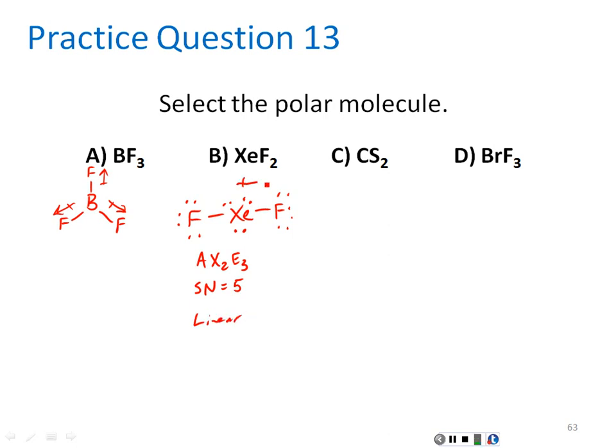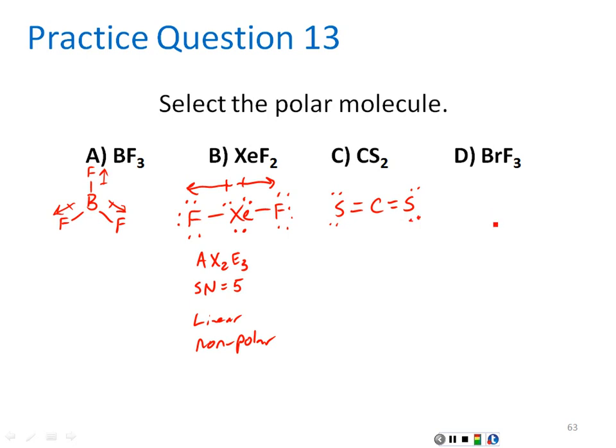And again, these are polar bonds, but it's a linear molecule, and they're equal in strength and opposite in direction, so that is nonpolar. There's no net dipole. And the same is going to be true for carbon disulfide. In this case, carbon and sulfur actually have very similar electronegativities, so these bonds themselves aren't even polar. But even if they were, it's a linear molecule.